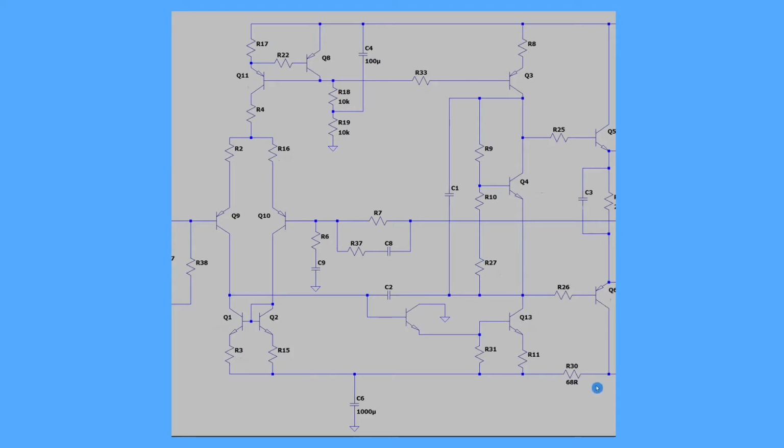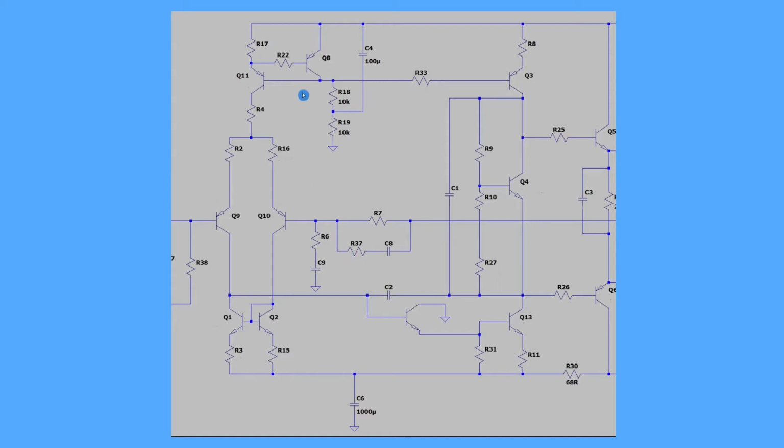But we see that on the negative rail, we've got a 68 ohm resistor and then a 1000 microfarad capacitor. So this RC filter gives us rejection from any supply ripple that's coming in here. And it means that the negative rail of our input pair is nice and clean, as well as the negative rail of the voltage amplifier stage.